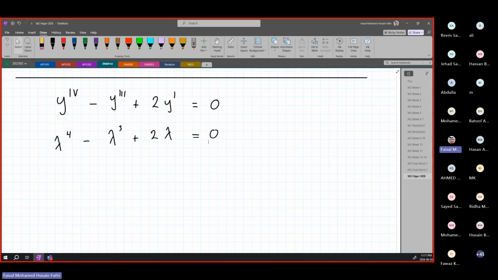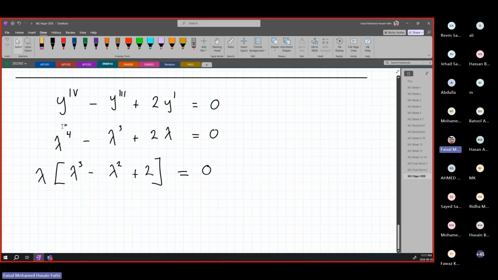All right. Now, what can we do? Since lambda is available in all of them, the first step we can do is take lambda out as a common factor. So we will be left with lambda cubed minus lambda squared plus 2 equals 0. The idea here is we're trying to reduce this 4 to 3 and then to 2 eventually, to get our roots. Lambda 4 became lambda 3, lambda 3 became lambda 2, and 2 lambda became 2, because we took one lambda outside since we can take it common from all of these.